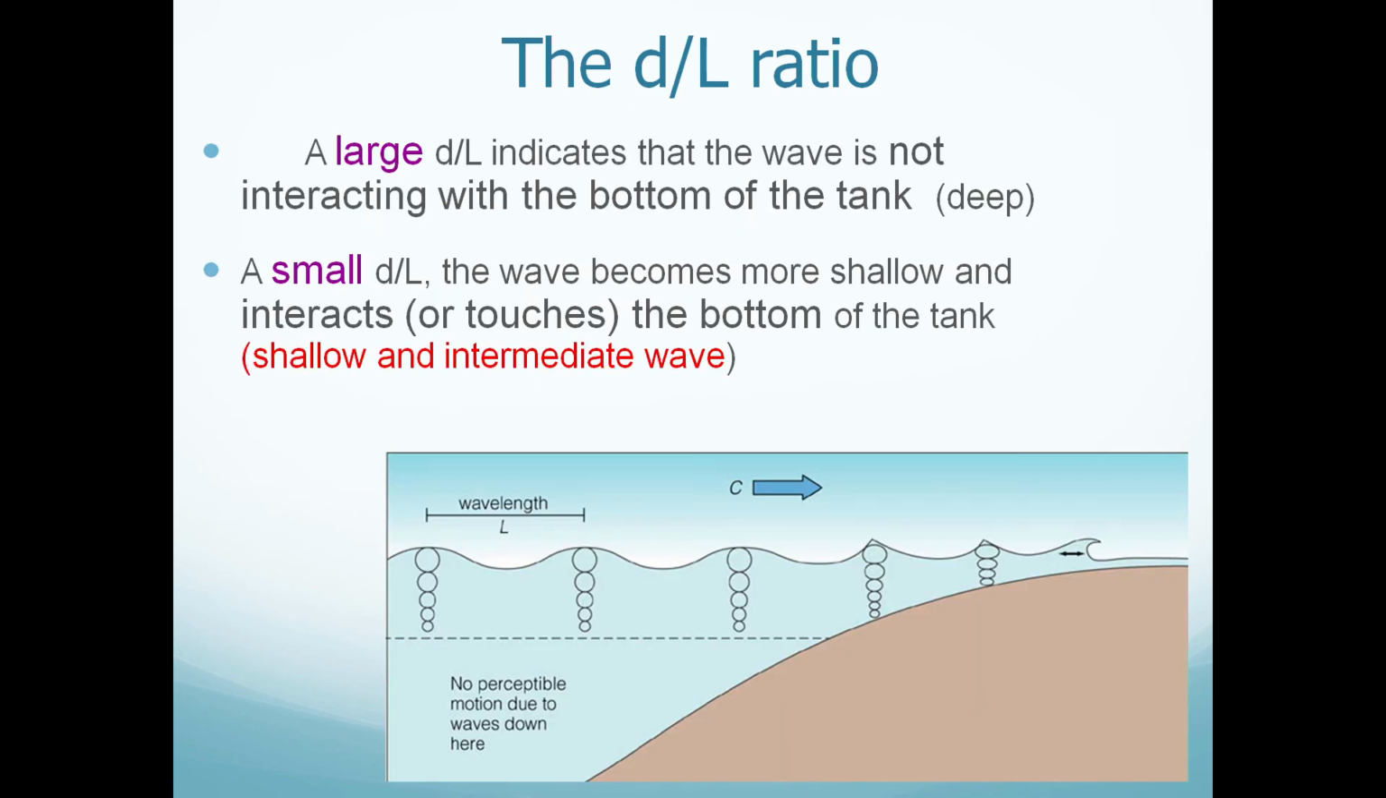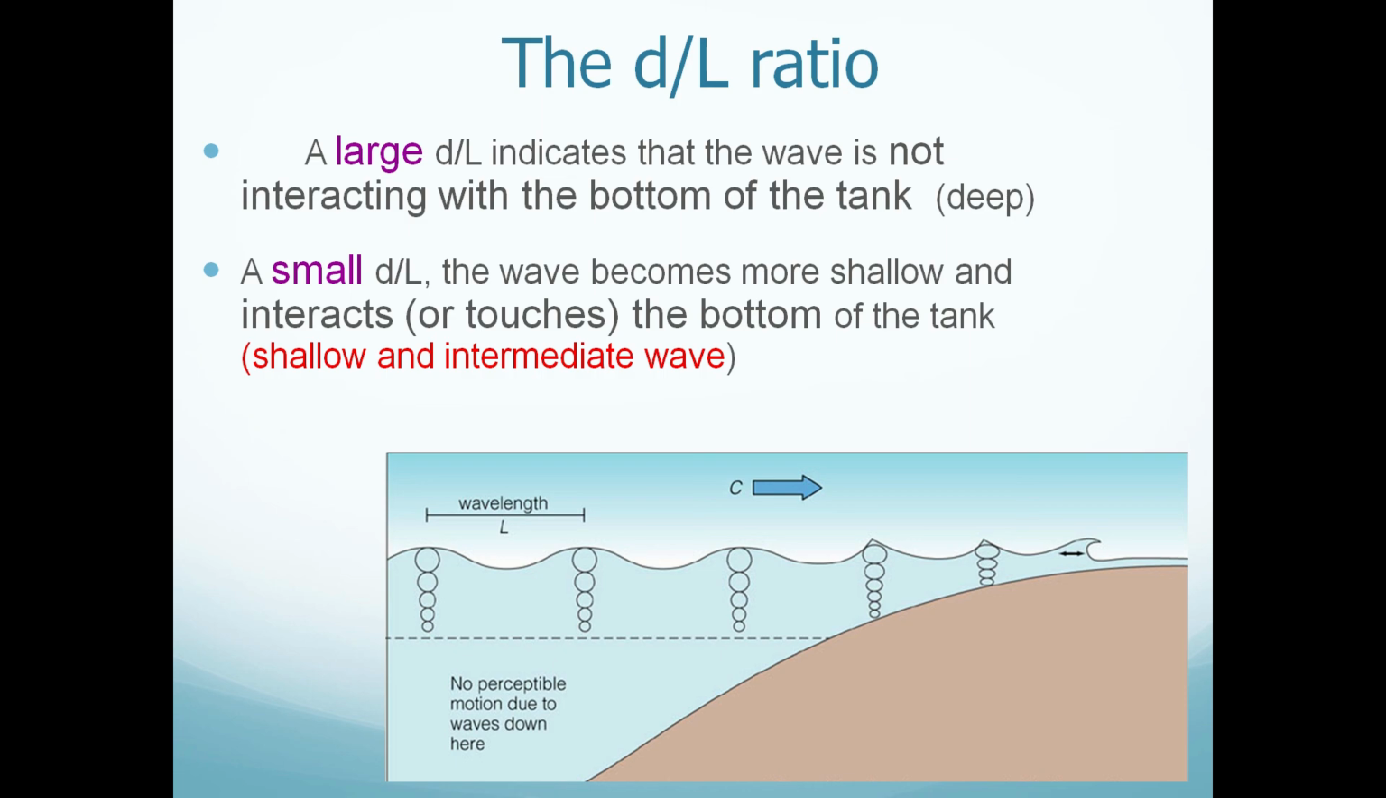A large D to L ratio indicates that the wave base is not interacting with the bottom of the tank or sediments in the ocean. Smaller D to L ratio waves will interact with the bottom of the tank or ocean sediments. The smaller the D to L ratio, the greater the interaction of the seafloor with the wave base.